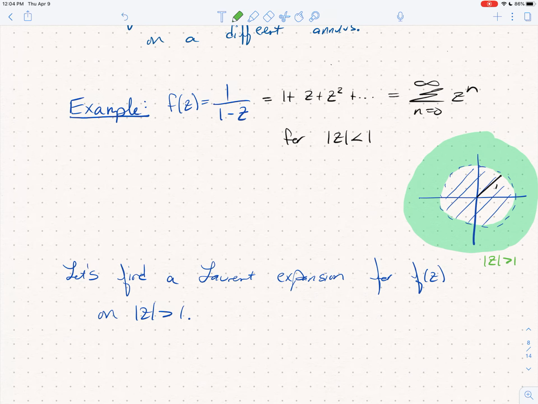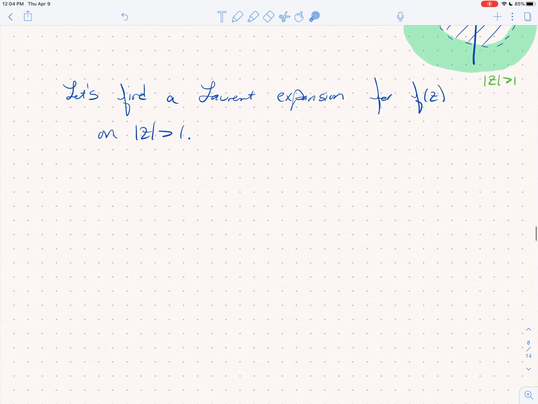And so if you think about it, this function is analytic everywhere except at 1. So if we delete the unit circle, we're deleting that problem point where z equals 1. And so we're analytic on this region, and so you know that you actually have a Laurent series expansion on that region, and now it's a question of finding it. How does one find it? And so let's see if we can do it.